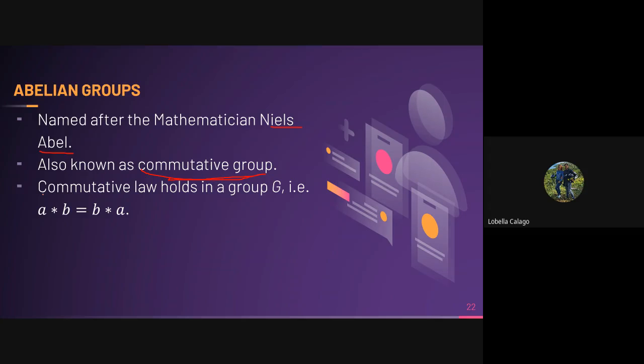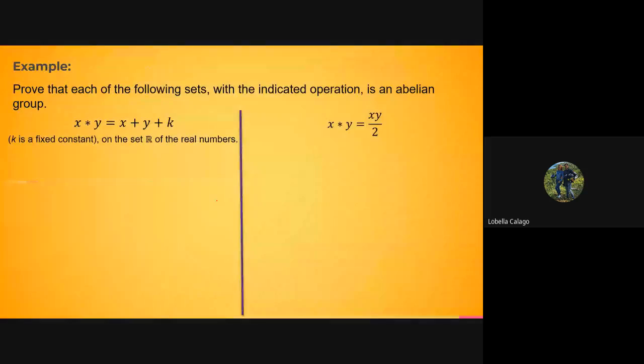So, ang Abelian group is a commutative group that holds the commutative law, which is this one. Pag siya ay nagko-commute, siya ay abelian. Obviously naman, lahat ng groups ay nagko-commute. Therefore, lahat ng group ay abelian groups. Minsan, for example, we need to prove that each of the following sets with the indicated operation is an abelian group.